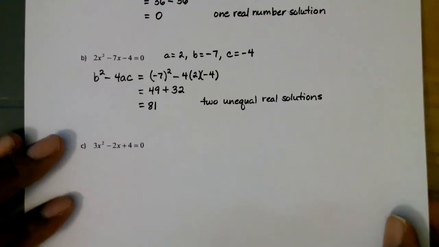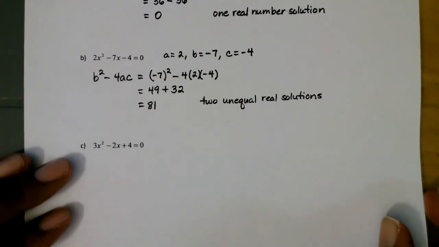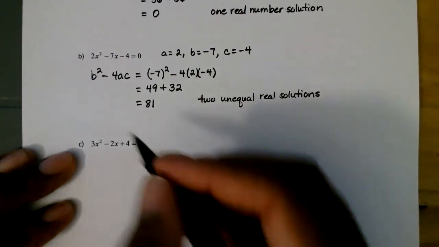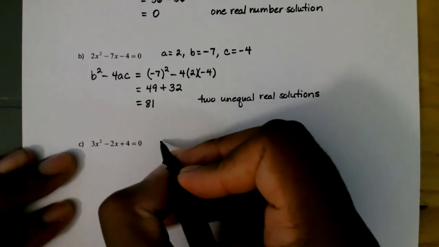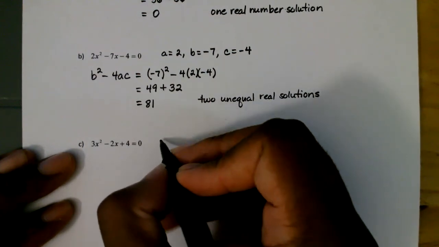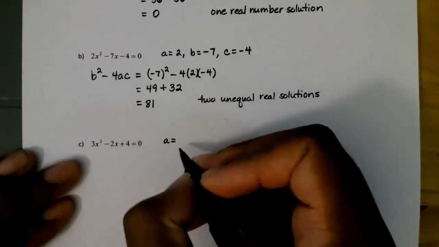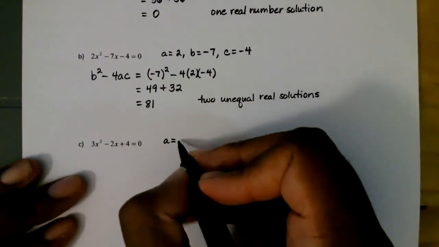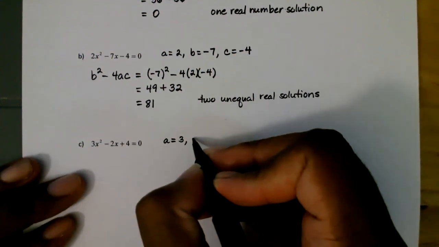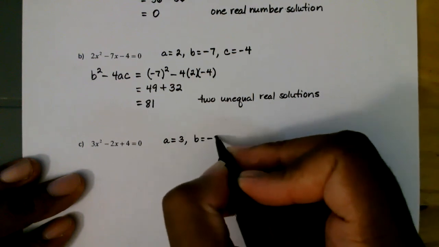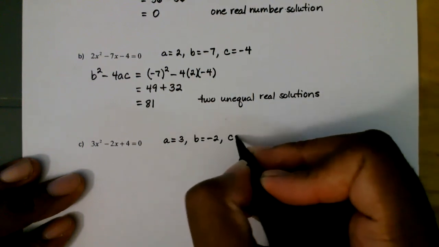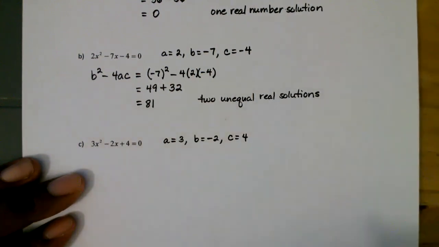Okay, and finally, part C. 3x squared minus 2x plus 4 is equal to 0. We'll want the discriminant and to find out what the number and type of solutions we can have. So here the a is the coefficient of your x squared term, that's 3. b is the coefficient of x, -2. c is the constant term, that's 4.